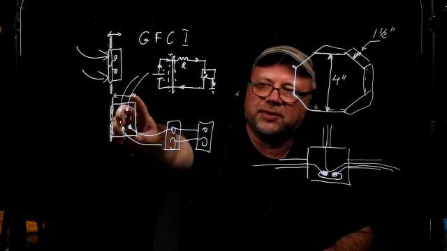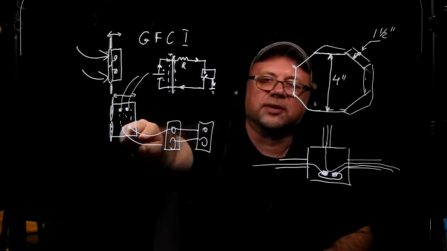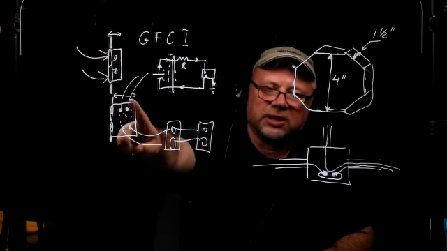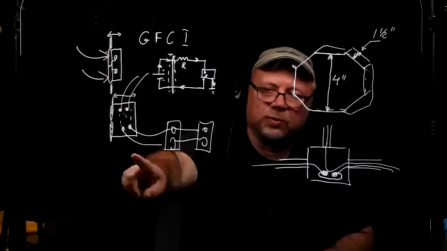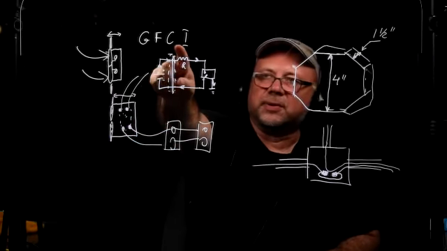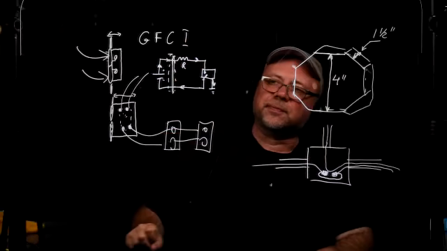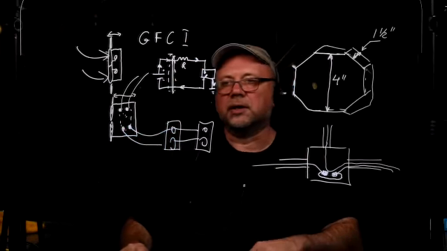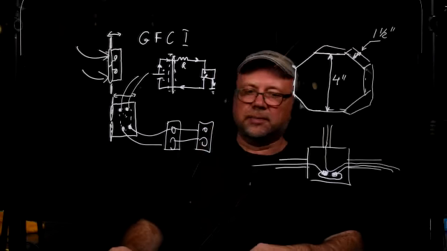And if that happens, then the current leaving and the current coming back are not going to be equal to each other because some of the current is going to escape to the ground. We will have a ground fault and the circuit will be interrupted, GFCI. Right? So that's the thing. So that's why those things are bigger, the GFCI receptacles.